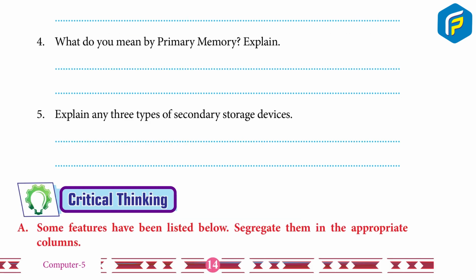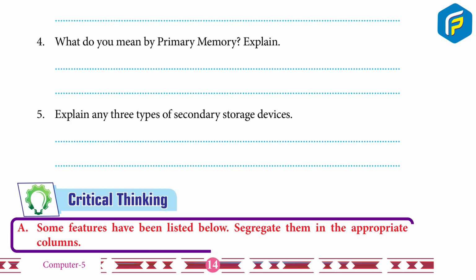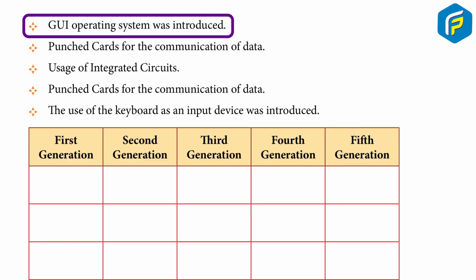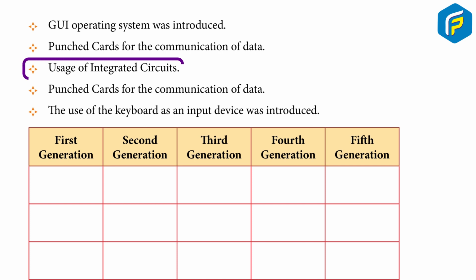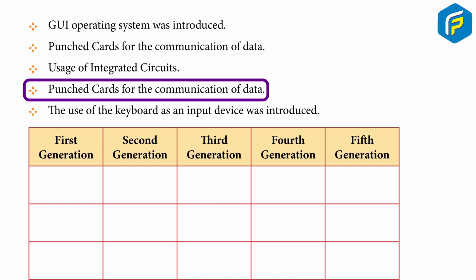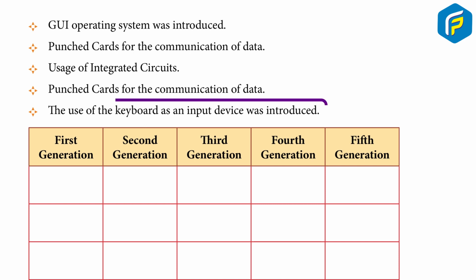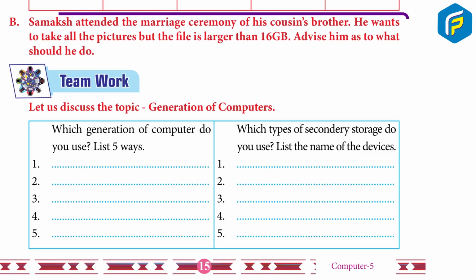Critical thinking. A. Some features have been listed below. Segregate them in appropriate columns. GUI operating system was introduced. Punched cards for the communication of data. Usage of integrated circuits. The use of the keyboard as an input device was introduced. Answer: do it yourself.